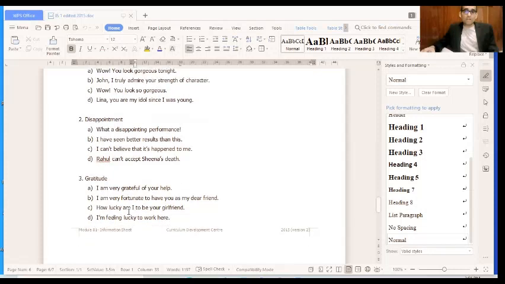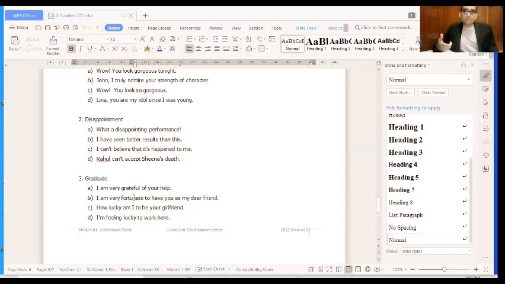admiration. Okay, next we move on to another example, disappointment. So the example of statements are, what a disappointing performance. I have seen better results than this. See, if you look at the second example B, that I said, I have seen better results than this. So here shows that this function is disappointment, disappointing, right? So you don't have to use the word of disappointment. You can use such as what I told you just now.